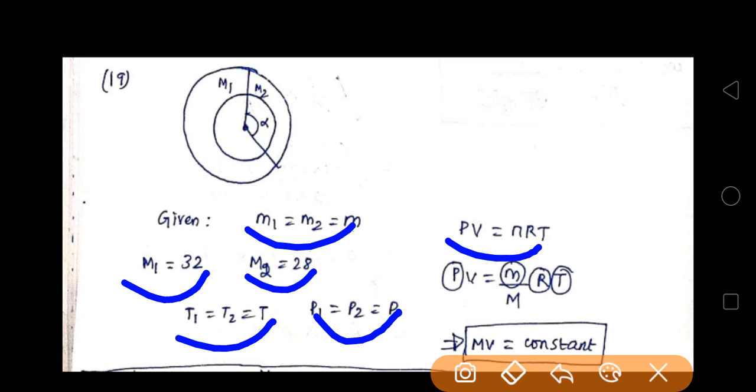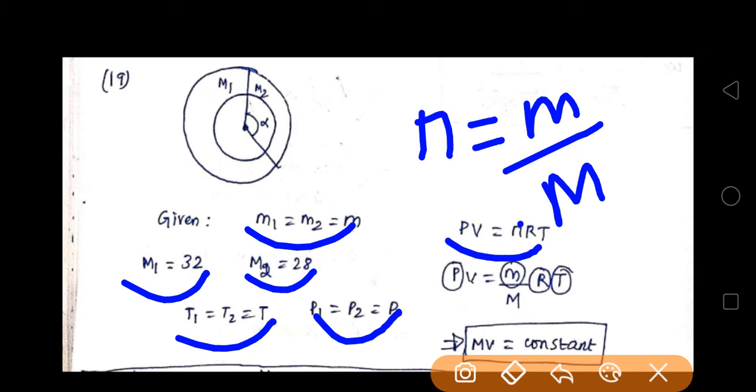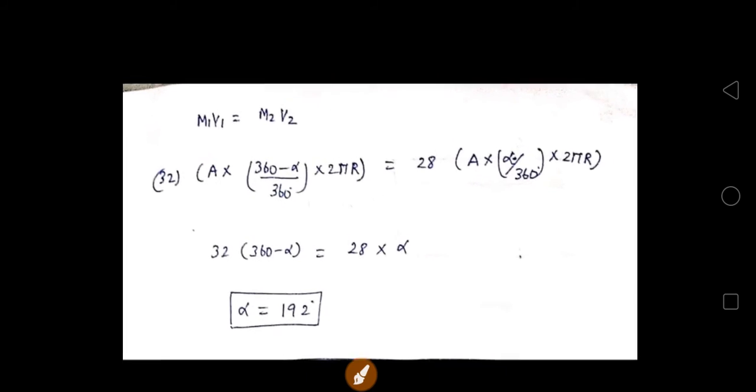So we know that PV is equal to nRT. What is n? Number of moles is equal to given mass by molecular mass. So m by M. It is given m is the same, so cancel m. P is the same. R is the same because it is a constant. T is the same. The variables are capital M and V, volume. So MV is equal to constant.